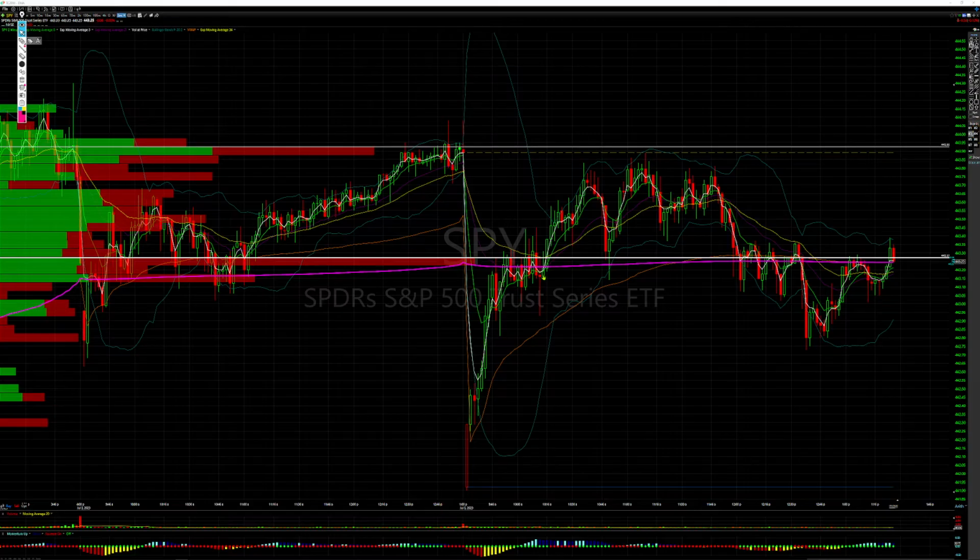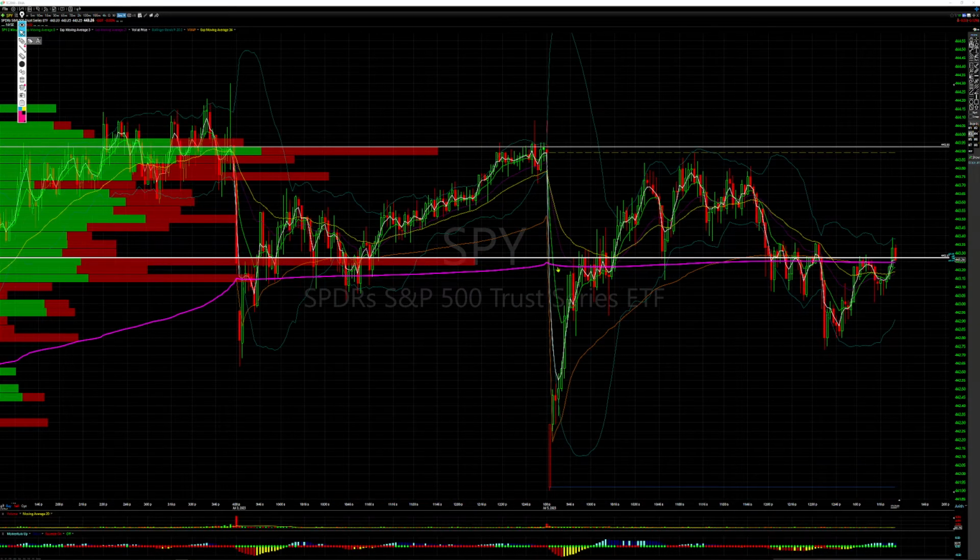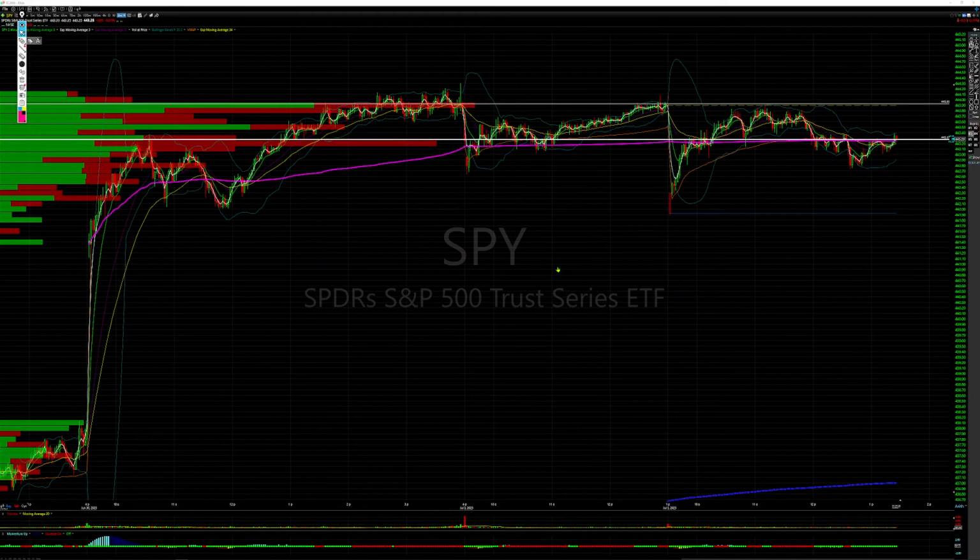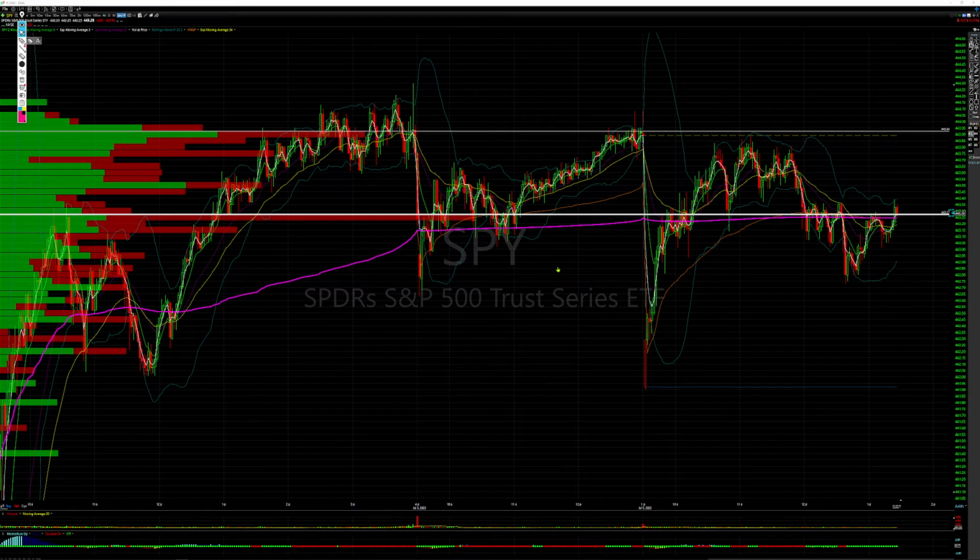The reason I want this week to get over with is so that we can get back into normal trading. It can be a lot choppier when the volumes aren't quote unquote normal. However, what I'll tell you is on the SPY, we're breaking above.